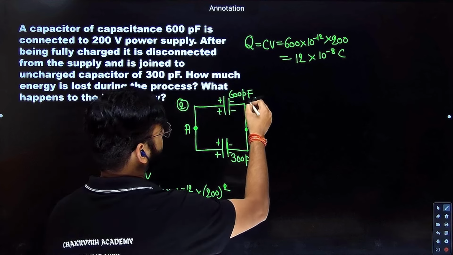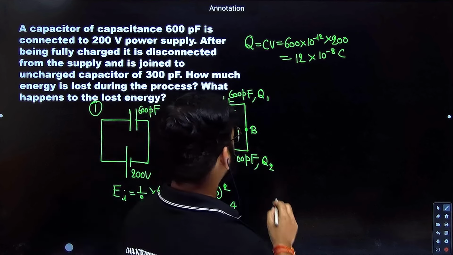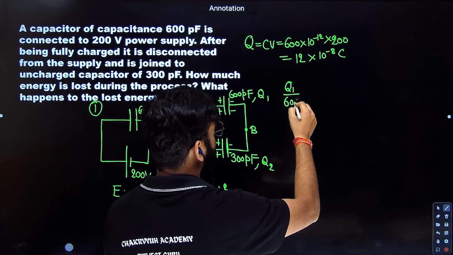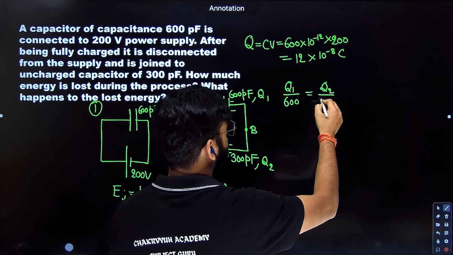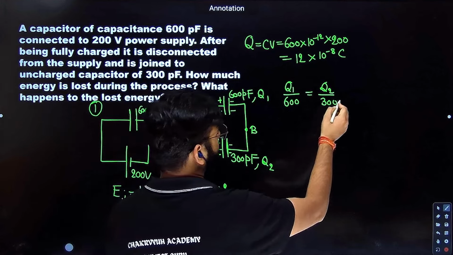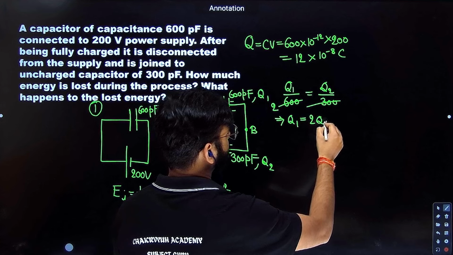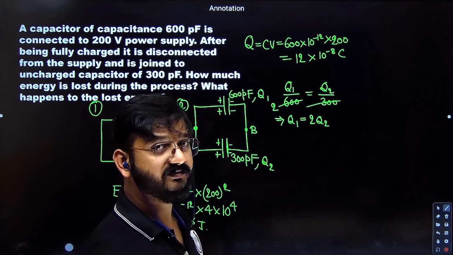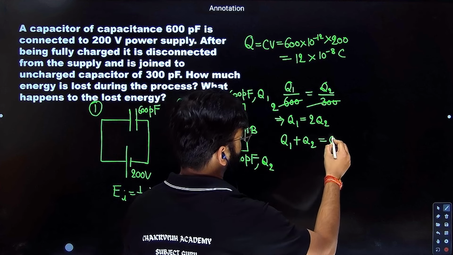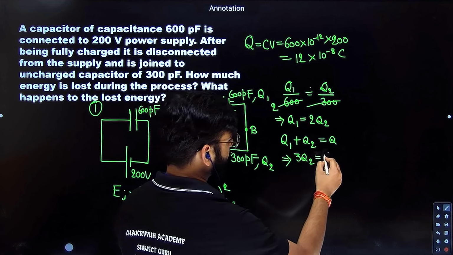If I say the charge on this is Q1 and the charge on this is Q2, correct? So potential will be same because parallel. So what you will write, Q1 by 600 will be equal to Q2 by 300, right? Why? Because potential will be same, right? So 3 2s are 6. So Q1 equal to 2 times of Q2. So since we know law of conservation of charge will hold true, what I will write, Q1 plus Q2 is equal to Q. So Q1 is 2Q2, 2 plus 1, 3. 3 times of Q2 will be equal to Q.